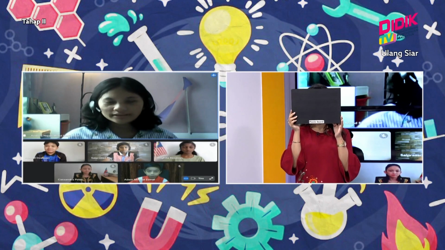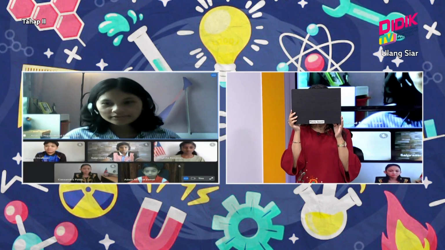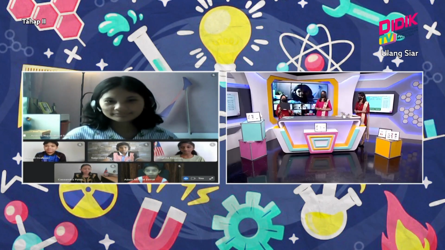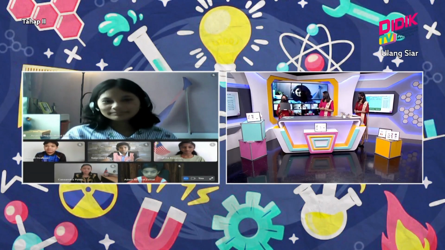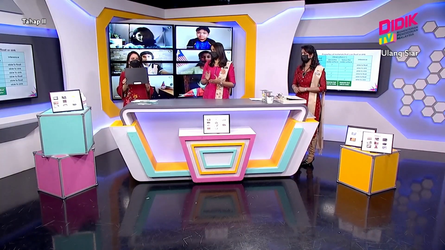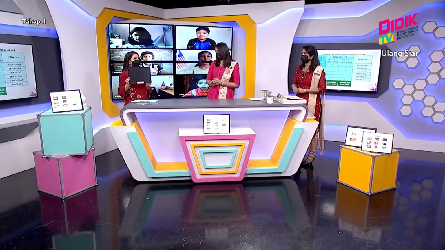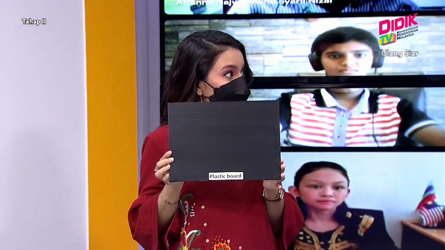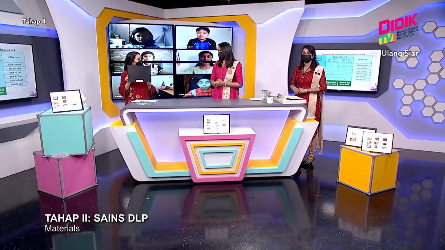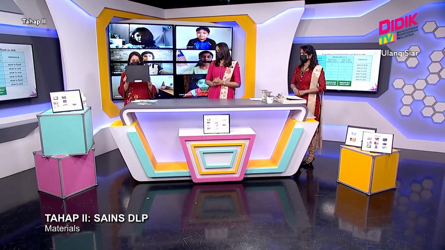Because the object doesn't allow light to pass through. Yes, very good. Interesting answer. So the plastic board is actually an opaque object which doesn't allow any light to pass through. So that means when light cannot pass through, you cannot see the object behind it. Okay, all right, light is blocked by the opaque object. Okay, great. Thanks for that, Ariana.